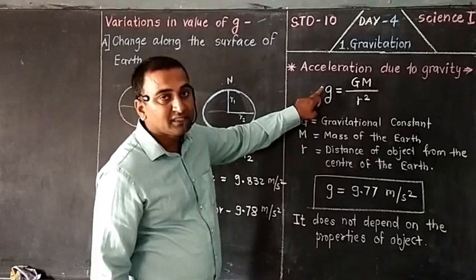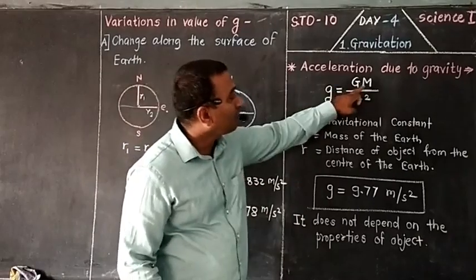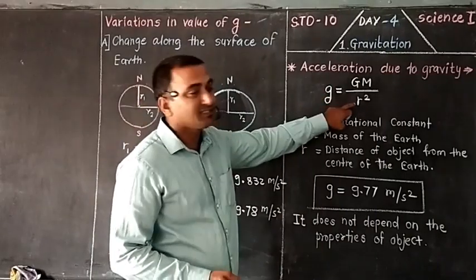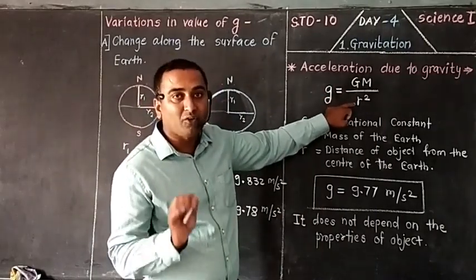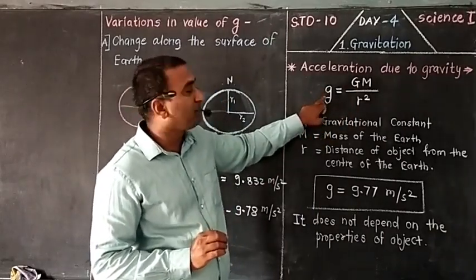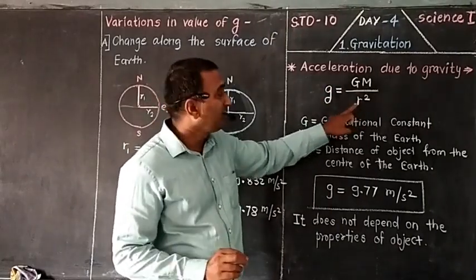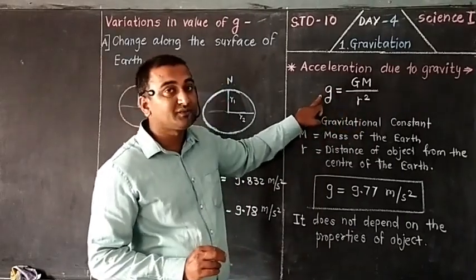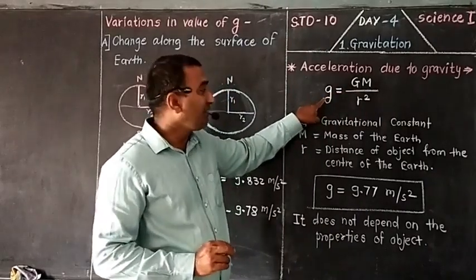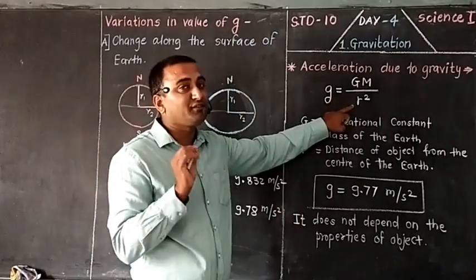Within this formula, g is dependent on the gravitational constant, which is constant. g is dependent on the mass of earth. Mass of earth is always constant. And here, what changes? Only the distance between the object and the center of earth. So in this case, g is totally dependent on R, the distance between the object and the center of earth. If it changes, then the value goes on changing. See, G is the gravitational constant, but acceleration due to gravity is not constant. It can vary. It is totally dependent on the position of the object.